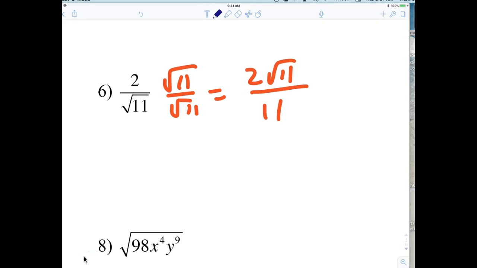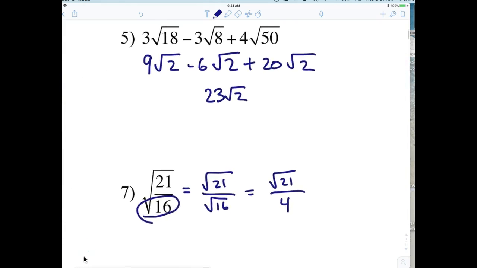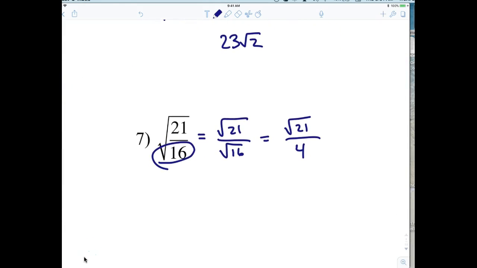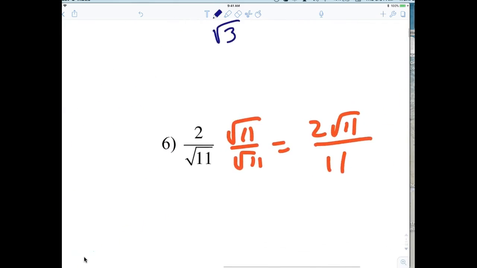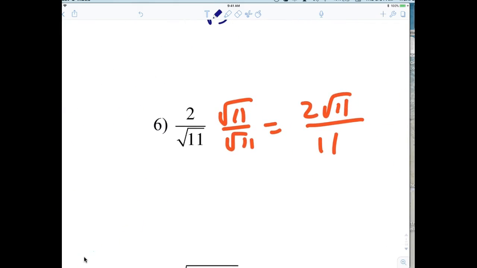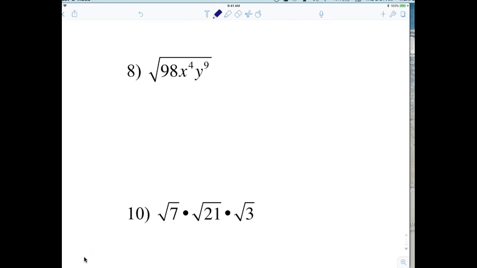So on 7, how come we didn't do that for that? Like, how do you know? Look at the difference. What's the square root of 16? What's the square root of 11? There is no. All right. Always try to simplify first. Try to simplify first.